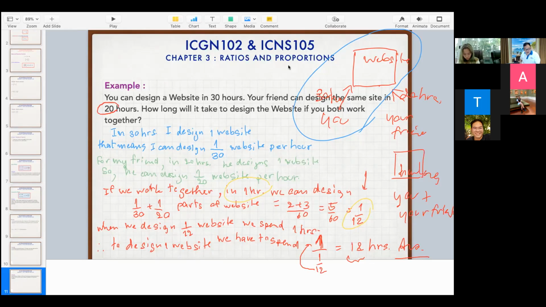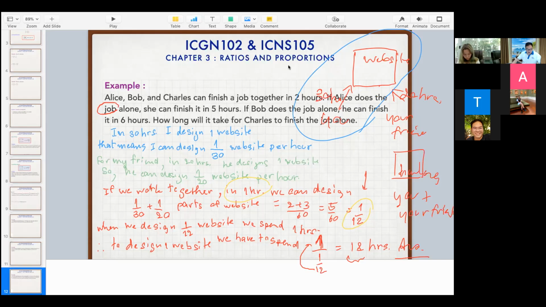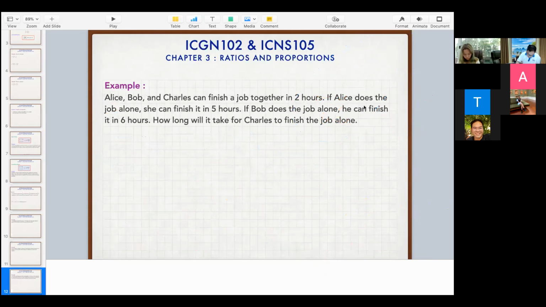Okay, do you have any questions about this example? Anyone? Okay, if you don't have any questions, I will move on to the next slide, and the next slide is your homework, your next homework. It's homework number 2.